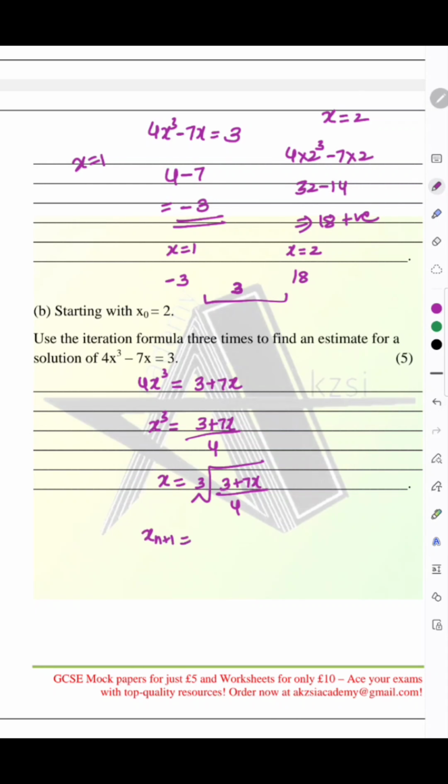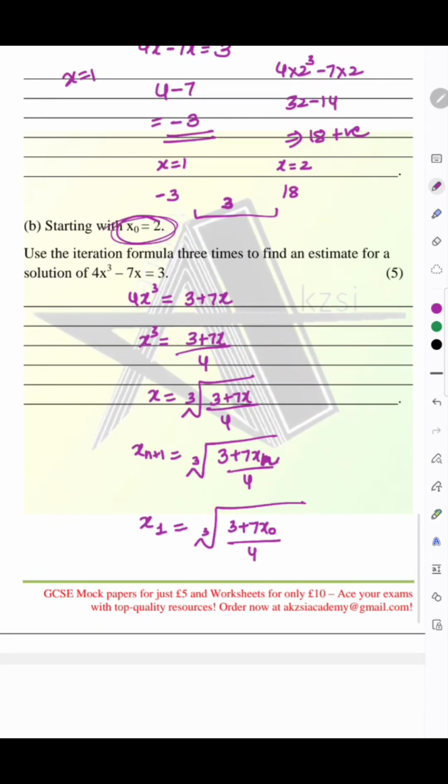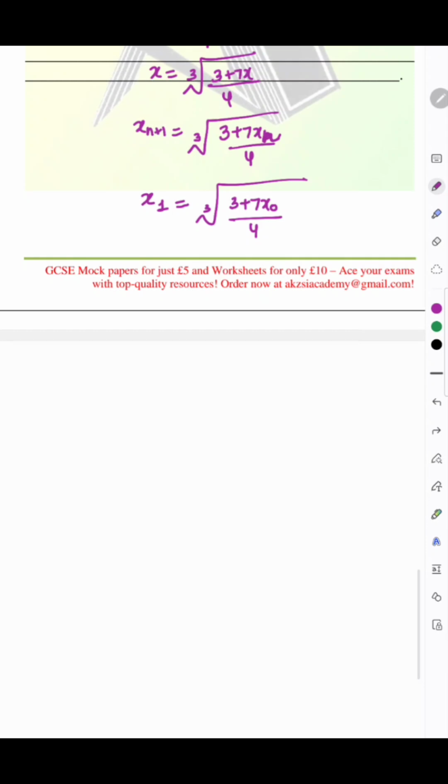That means it will always work one step ahead of this one. And this x is given as x naught. So for x1, obviously this is xn, so for x1 this will be the cube root of 3 plus 7 x0 over 4, and x0 is 2. So put 2 here: 3 plus 7 into 2 over 4. This will give me the answer 1.62.